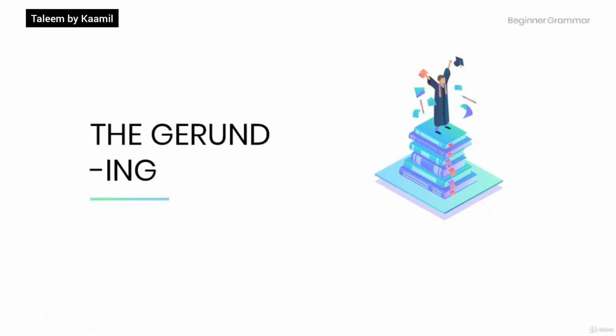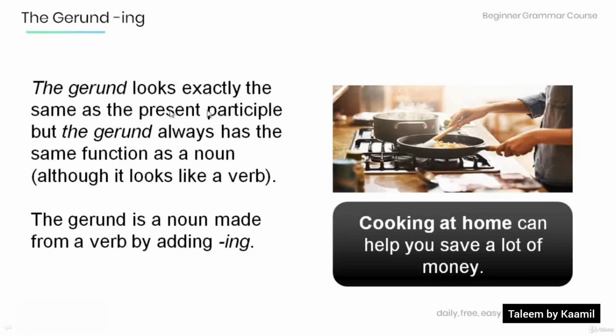Let's get started. The gerund looks exactly the same as the present participle, but the gerund always has the same function as a noun, although it looks like a verb. Note that the gerund is a noun made from a verb by adding -ing.